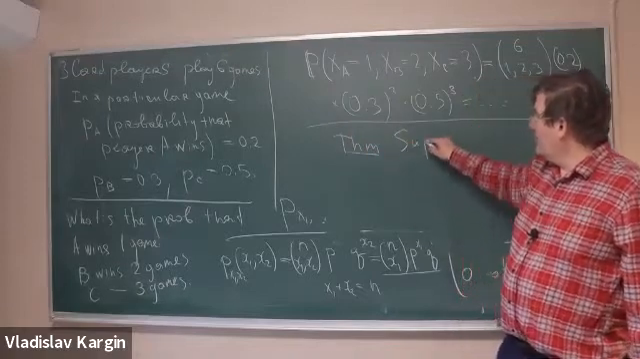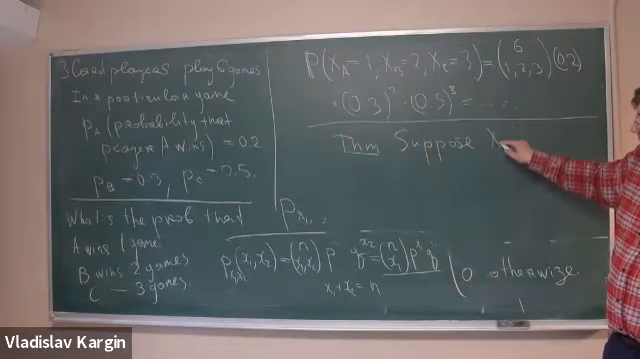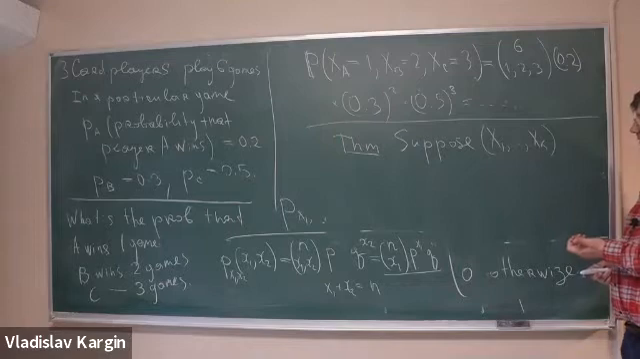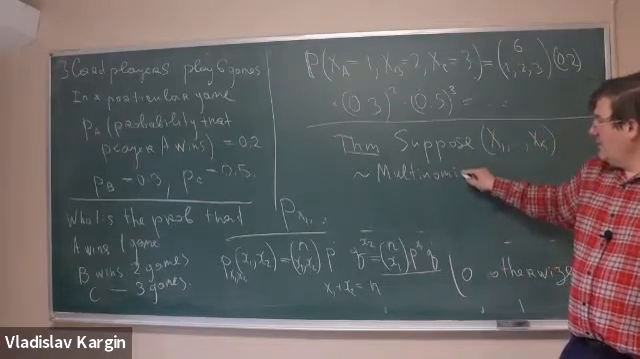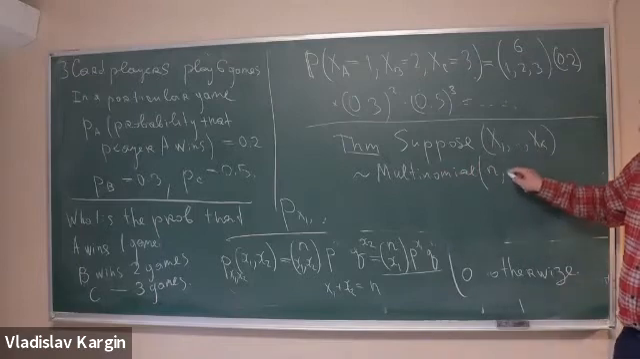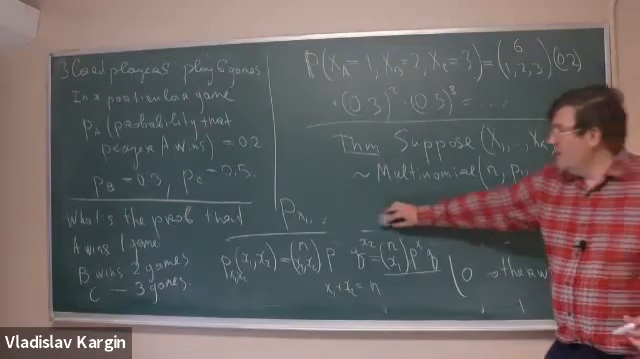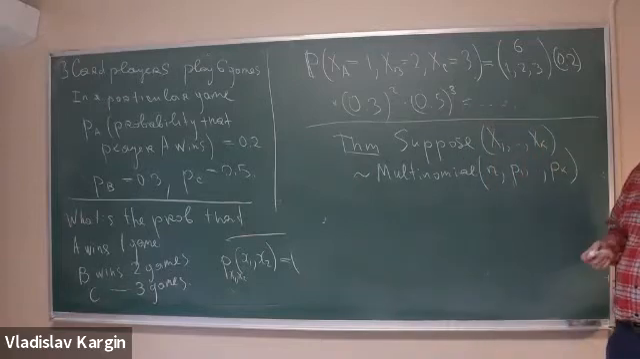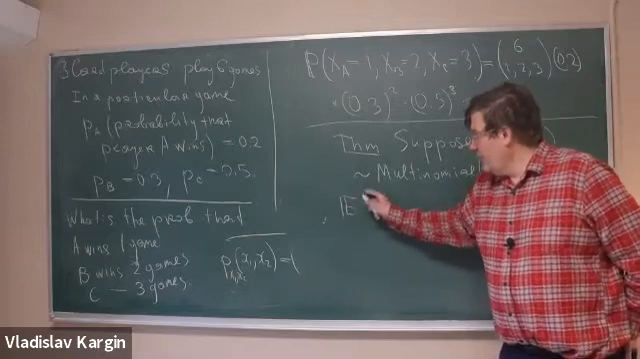So suppose we have a random vector x1, ..., xk, and we assume that it has a multinomial distribution, and its parameters will be n, the sum of all these x1, ..., xk, and a vector p1, ..., pk. So what can we ask? The expectation of xi.